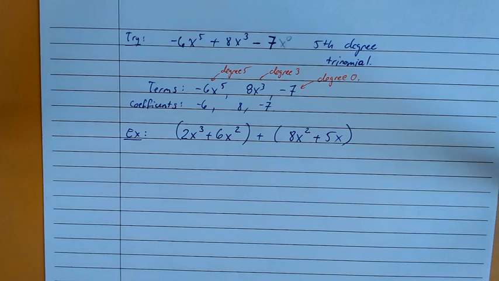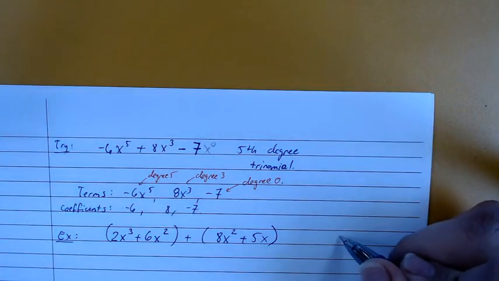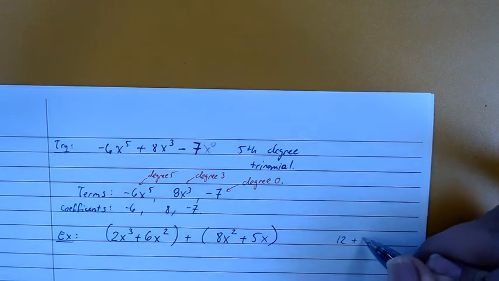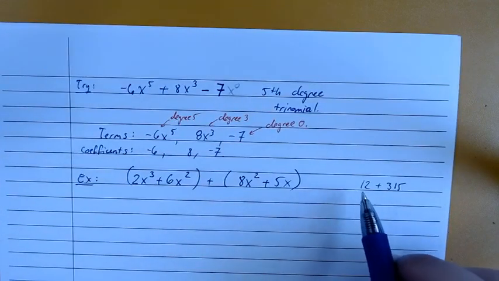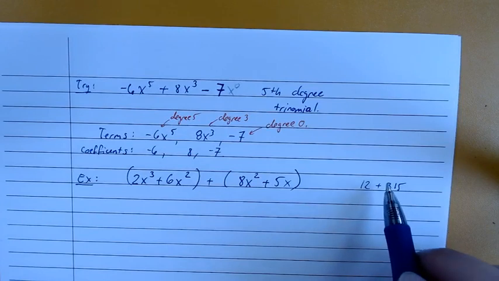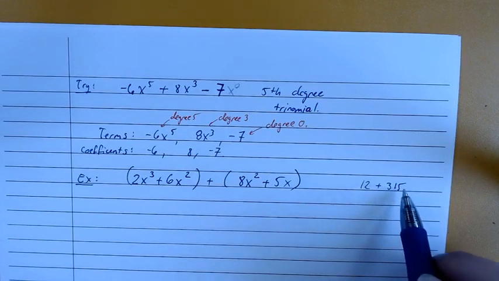Well, think about how we add regular numbers. For example, let's say you were going to add together 12 plus 315. You wouldn't just add all these digits together. You wouldn't say 1 plus 2 is 3, plus 3 is 6, plus 1 more is 7, 7 plus 5 is 12. That doesn't work that way.